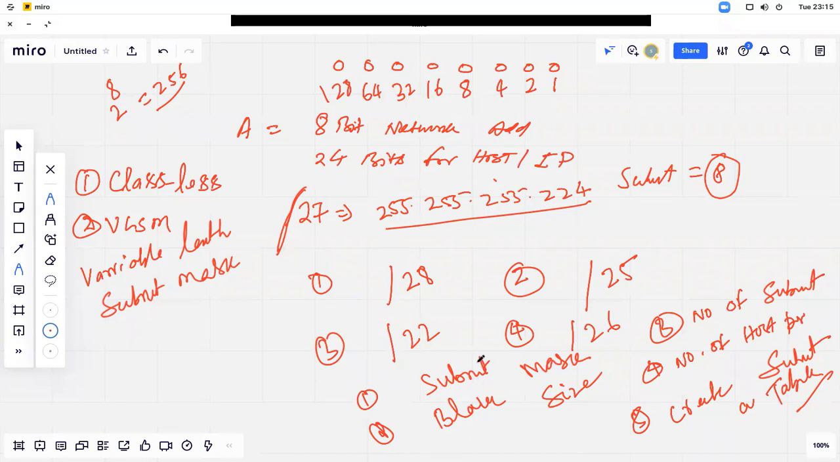Then the number of hosts per subnet means the remaining bits after borrowing to complete your network address. You put 2 raised to the power of that number of bits, minus 2. As I told you, whenever you are calculating the number of hosts or number of IPs, you always need to subtract two addresses, one for network and one for broadcast. And finally, we'll create a table. That depends on how many subnets you have created. According to that, you will create the subnet, first IP, last IP, and broadcast address.